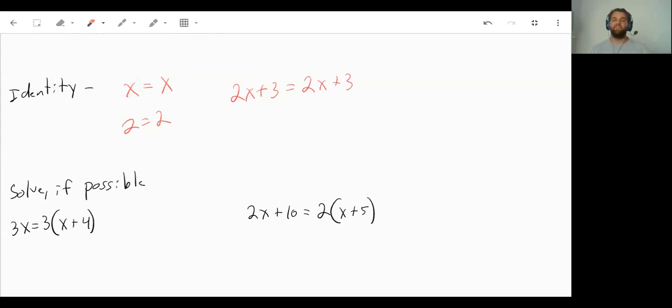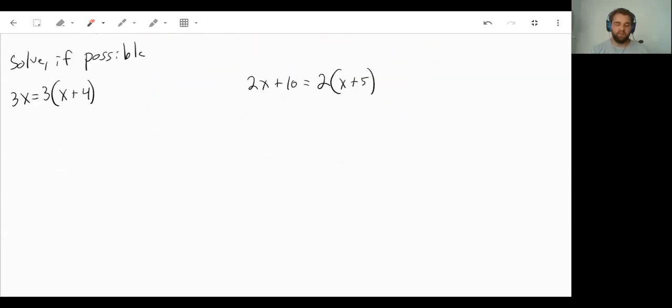This does not mean there's no solution. No solution means you're going to come out with something like 2 equals 5. And that is never true. 2 does not equal 5. So that is not an identity. An identity means there are an infinite number of solutions. And instead of having to write out infinity or anything like that, you can just say identity. And that is actually a more helpful answer than anything else.